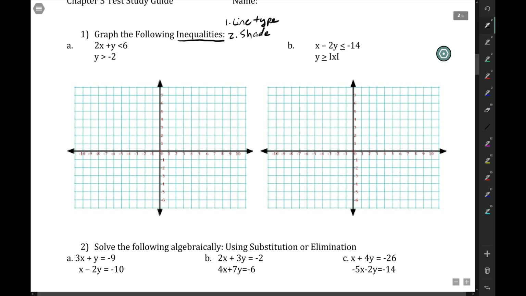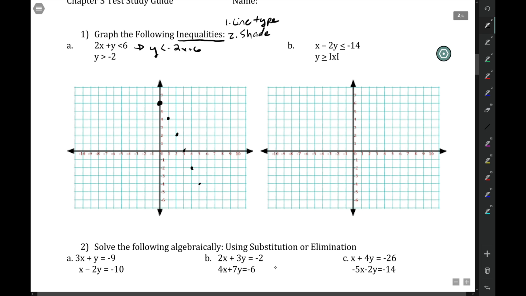So 2x plus y is less than 6. That's really the same thing as y is less than negative 2x plus 6. And simply put up 6. And we're going to go down 2 over 1, down 2 over 1, and so on.